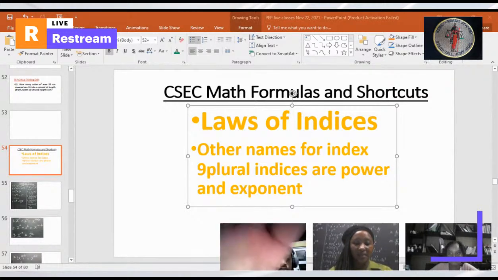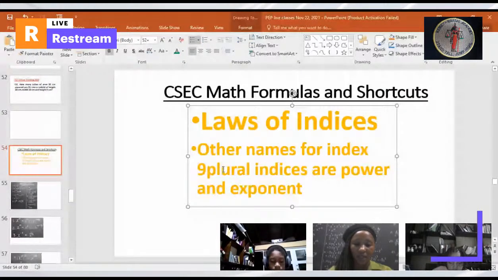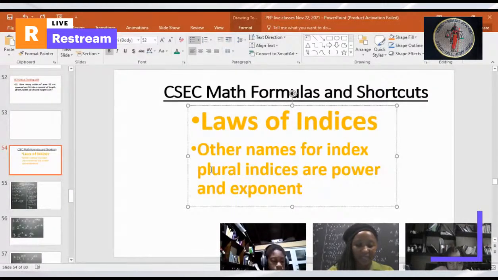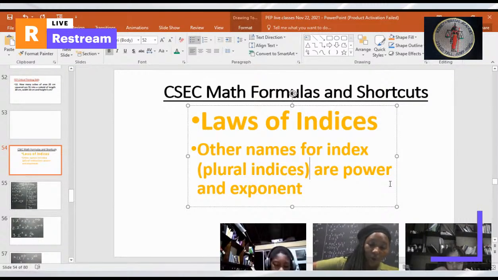Now, another name for indices, and by the way, index is the singular and indices is the plural. So another name for the index is power or exponent. So anywhere you see either of those terms, that's what they're talking about, right?